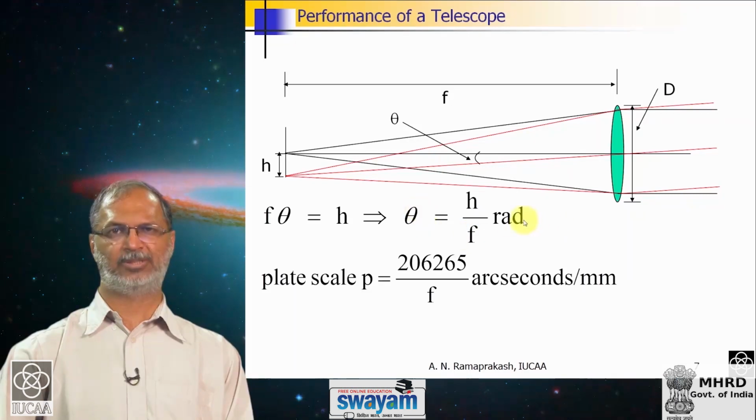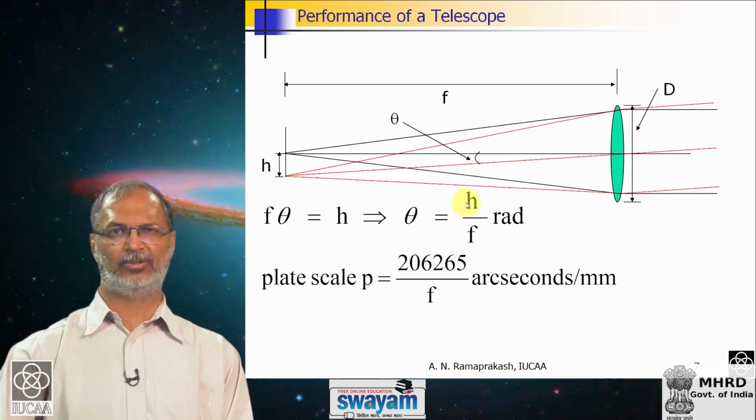So, this theta is expressed in radians. Now, if I convert this theta into arc seconds, there are 206,265 arc seconds in a radian. So, 206,265 divided by f is called the plate scale of the telescope, which denotes the angular separation in the sky such that the image separation at the focal plane of the telescope is 1 millimeter.